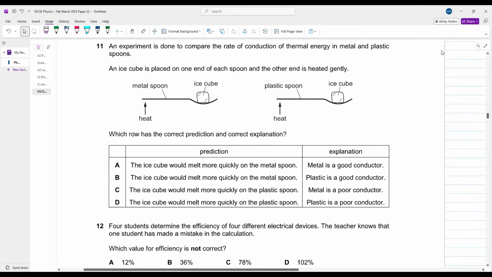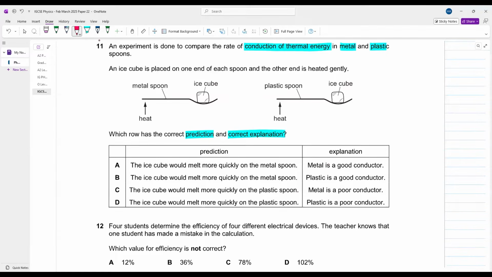In an experiment is done to compare the rate of conduction of thermal energy in metal and plastic. ठीक है, basically we are seeing के rate of conduction of thermal energy किस तरह होती है in metal and plastic. An ice cube is placed on each spoon and the other end is gently heated. एक ice cube हमने place किया on metal spoon and this end is heated. We have then placed an ice cube on a plastic spoon and then this end is heated. Which row has the correct prediction and the correct explanation?